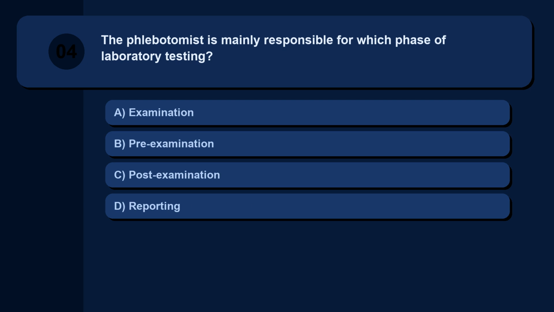Question 4. The phlebotomist is mainly responsible for which phase of laboratory testing? Examination, pre-examination, post-examination, reporting. Phlebotomists work primarily in the pre-examination, pre-analytical phase, which includes patient preparation, specimen collection, handling, and transport.